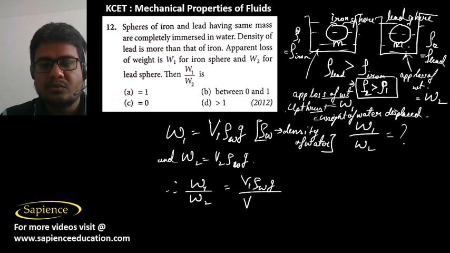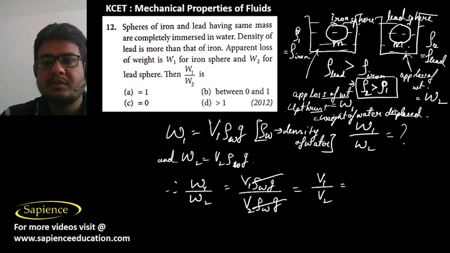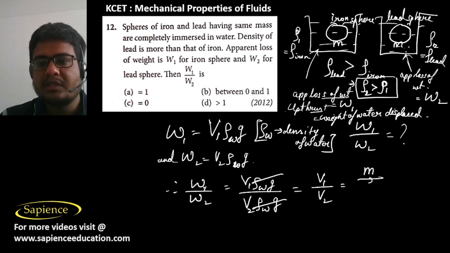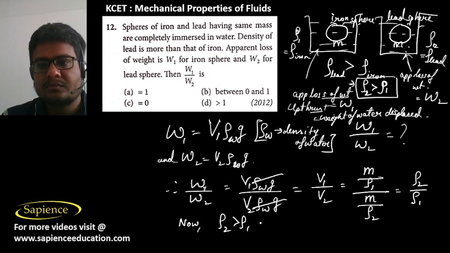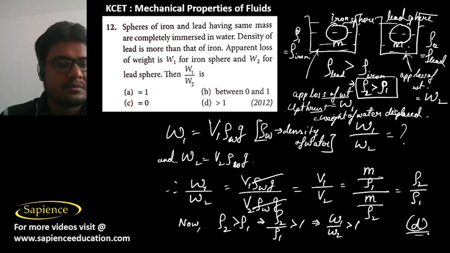So rho W into g cancels, and that is V1 by V2. The volume of the iron, V1, is the mass of iron divided by the density of iron, and V2, the volume of the lead, is the mass of the lead divided by the density of the lead. So that will be rho 2 by rho 1. Now rho 2 is greater than rho 1, so rho 2 by rho 1 is greater than 1. It means that W1 by W2 is also greater than 1. So option D is the correct answer.